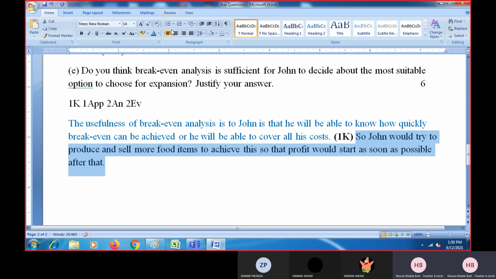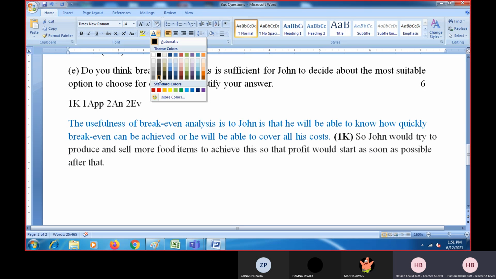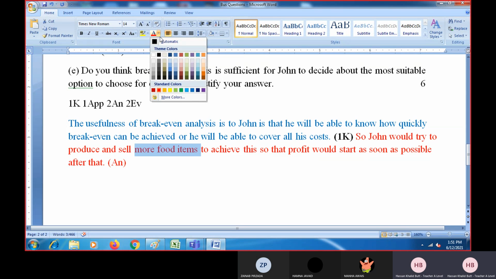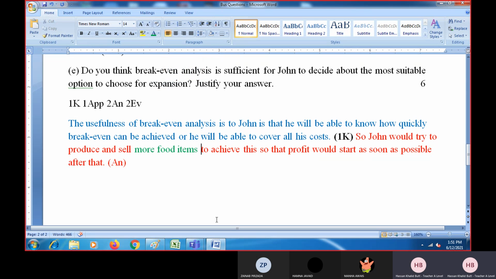So what is it, Zainab? Application. This is application plus analysis. Yes, I'll write, this is analysis. And I told you application is always inside the analysis. Application is not something which you write separately. So, because I wrote sell more food items, this one, I will be coloring it differently. So this is application.